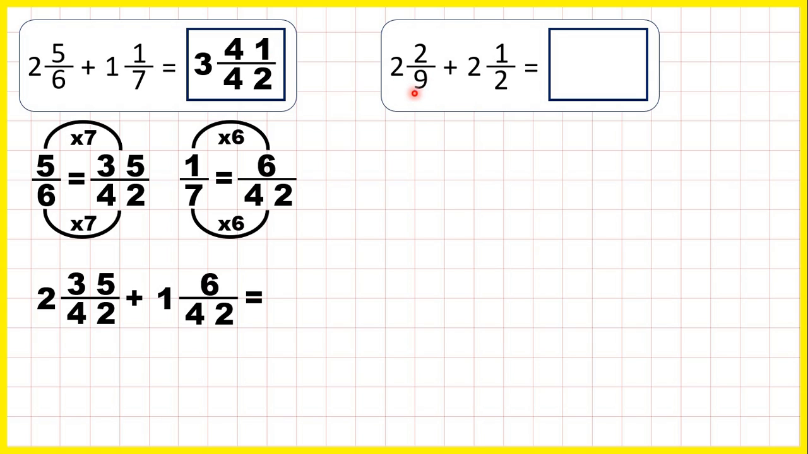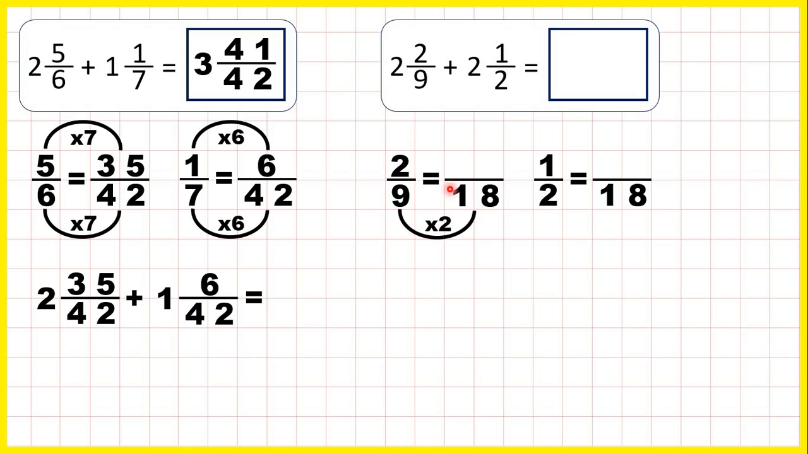Now 2 and 2/9 plus 2 and a half, so we need our fractions to have a common denominator. 18 is in both the 9 and the 2 times table, so we can find equivalent fractions to 2/9 and 1/2 which have a denominator of 18. 9 times 2 is 18, 2 times 2 is 4, 2 times 9 is 18, 1 times 9 is 9.